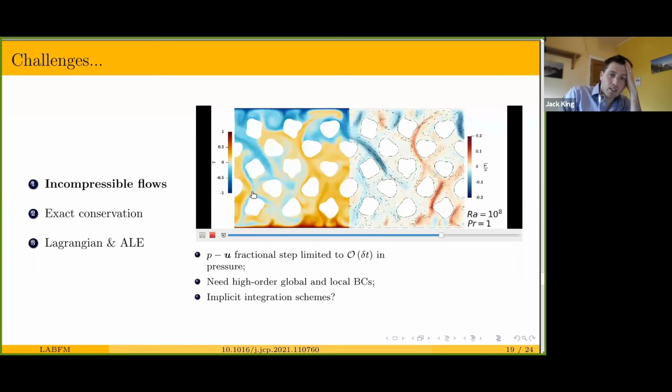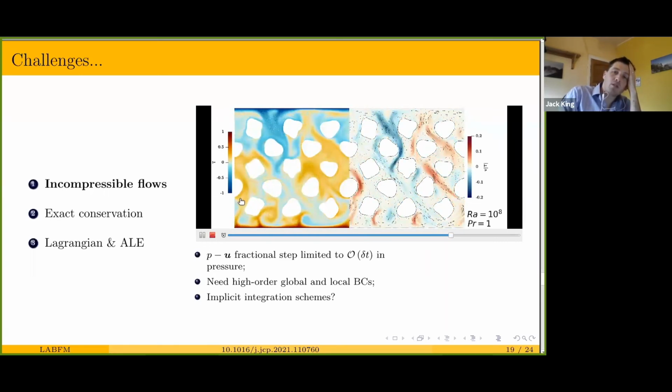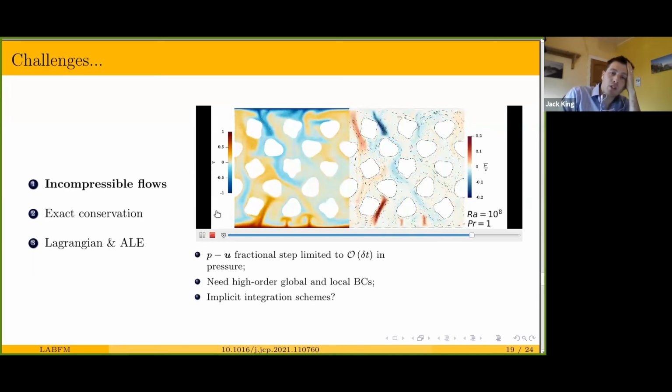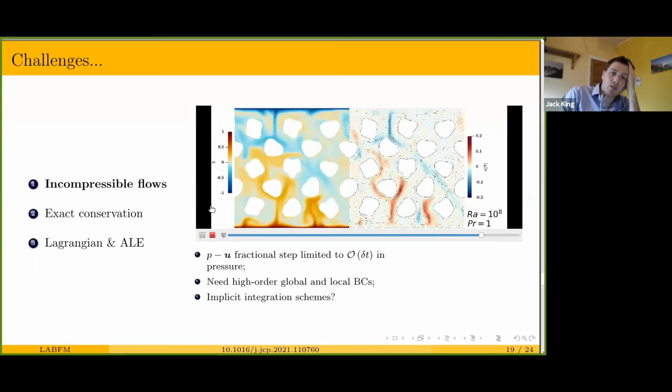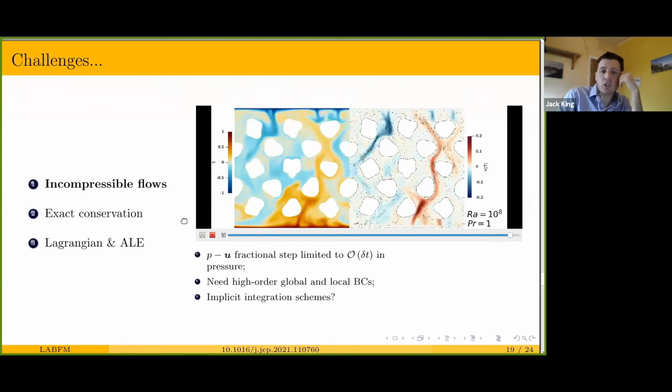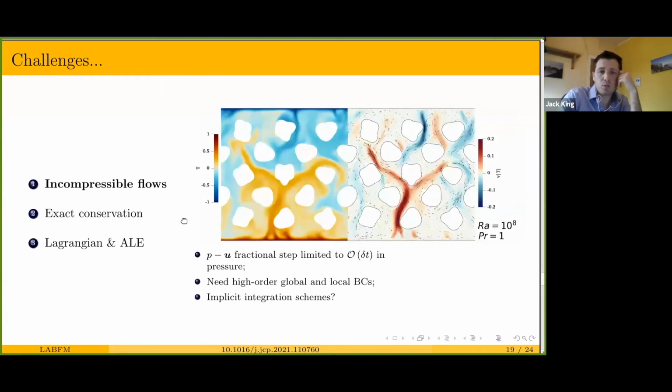So I think if we want to look at incompressible flows with these high order mesh-free methods, we need to think about what types of integration algorithms and both high order global and local boundary conditions we use.